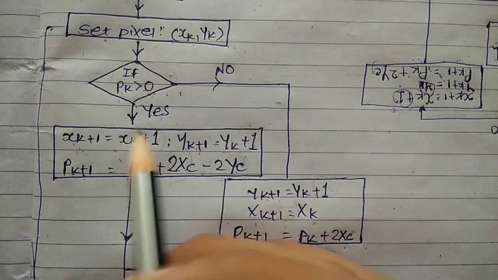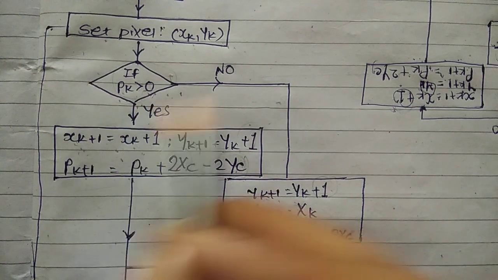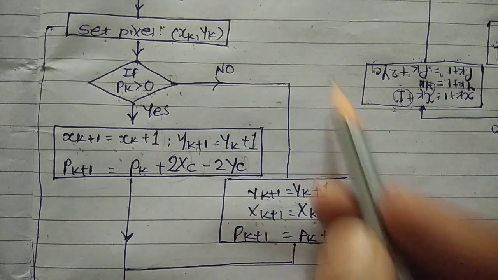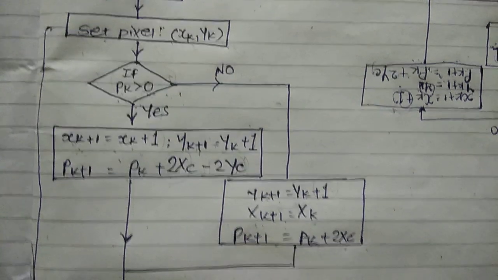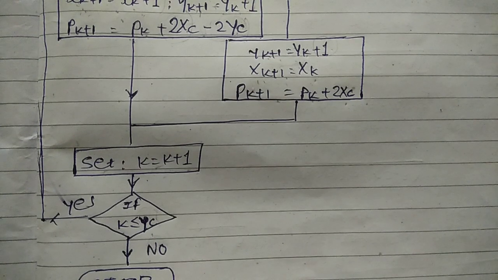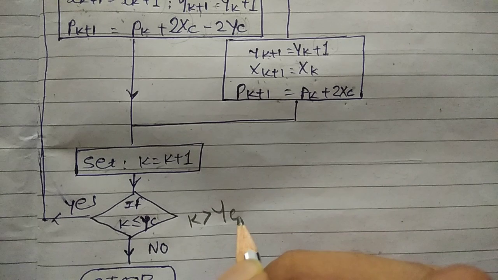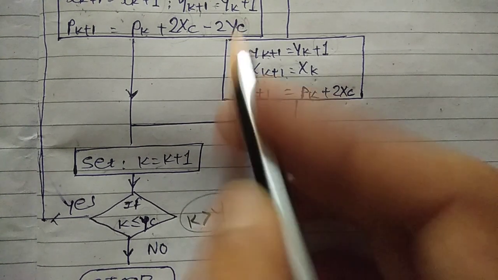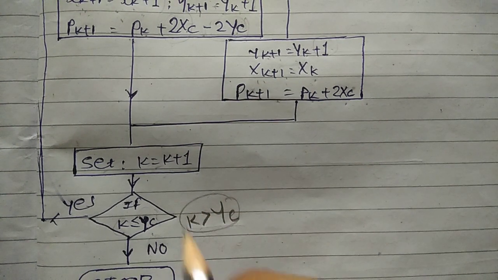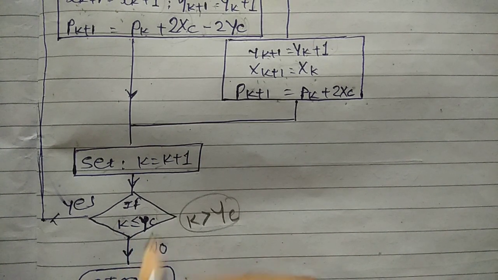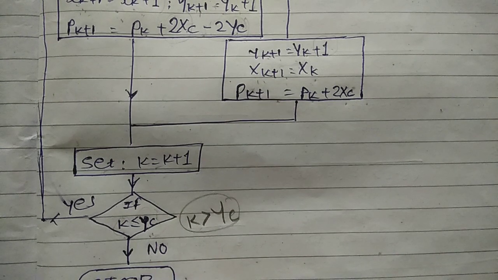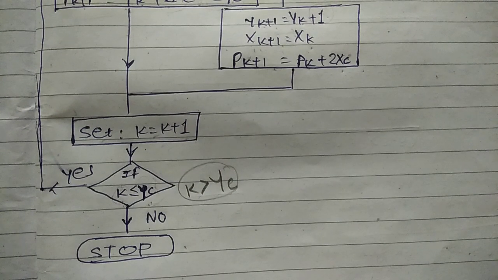Further, we pass from here if pk is positive. If pk is less than 0 or negative, then we pass through this path and set k plus 1. If the value of k is greater than the difference yc, we need to stop the looping procedure. So in the form of the algorithm, if k is less than or equal to yc and this condition is false, then we need to stop the procedure. So this is the Bresenham line algorithm.